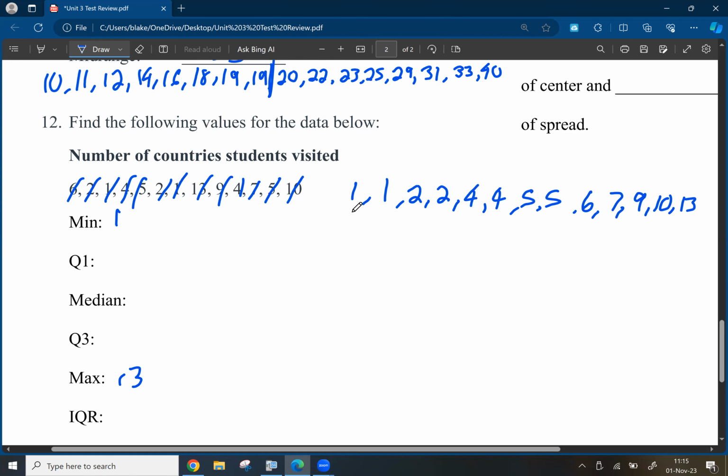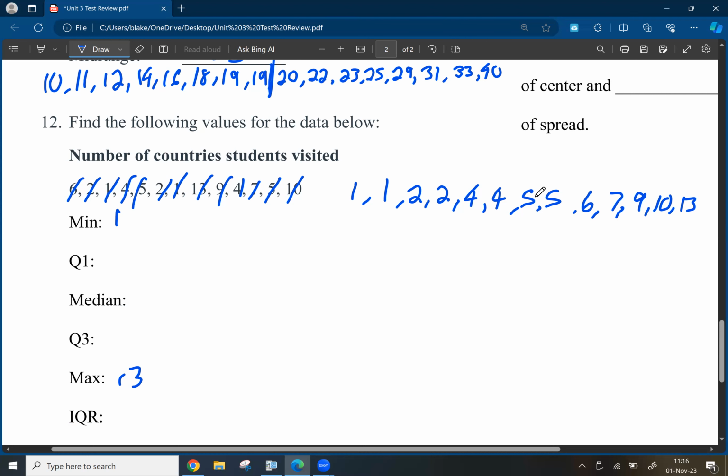The median, how many numbers do we have? Oh, it's a little laggy. Hold on. 1, 2, 3, 4, 5, 6, 7, 8, 9, 10, 11, 12, 13. 13 numbers. All right, so 13.